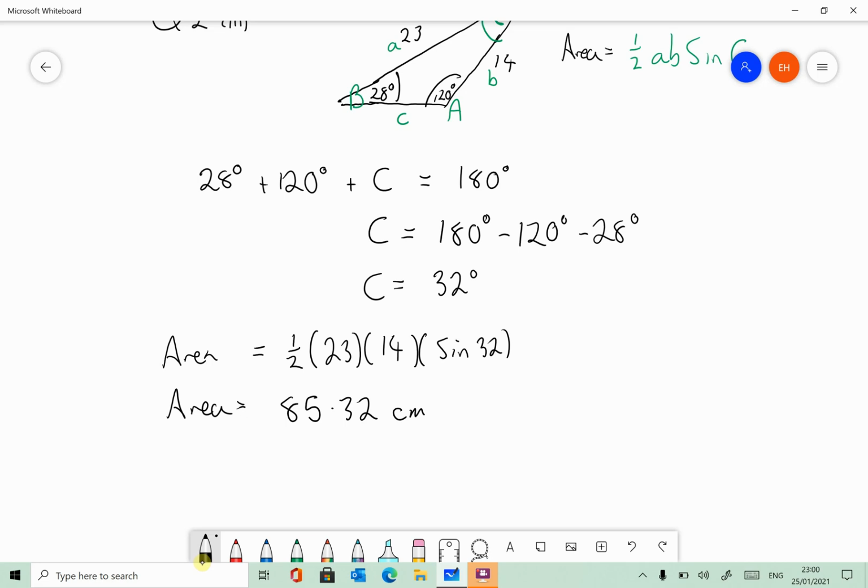Yeah, centimeters squared. So for question 2, parts 2 and 3, you're missing the angle in between the two sides. So you need to know that angle in between the two sides. And the way to do that is realize that the three angles need to add up to 180 degrees.